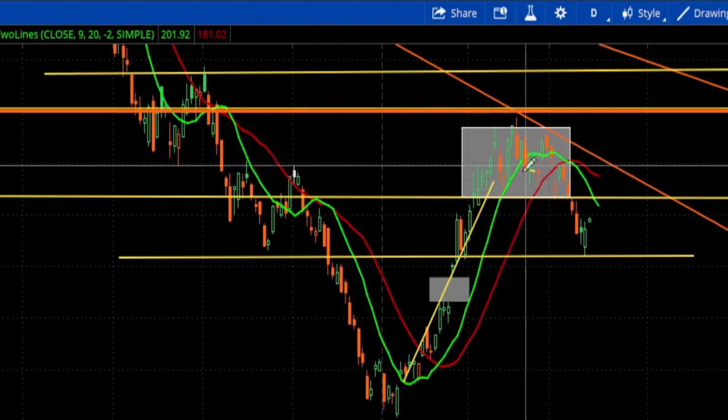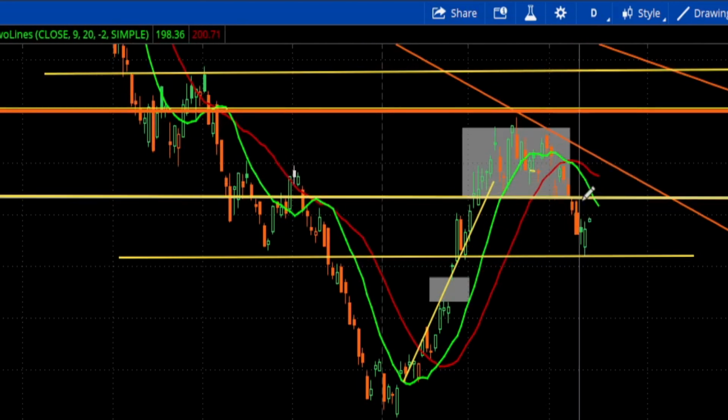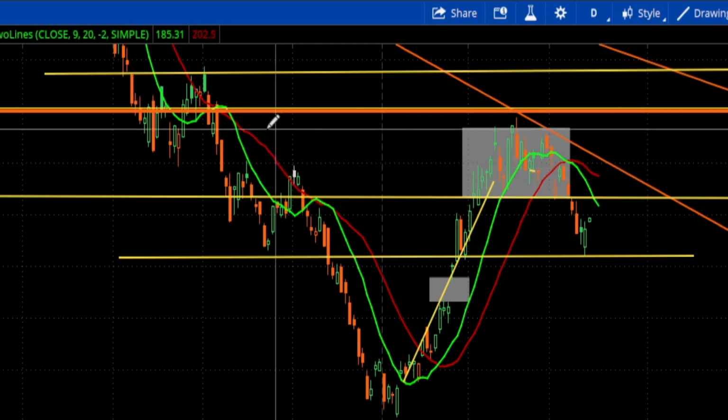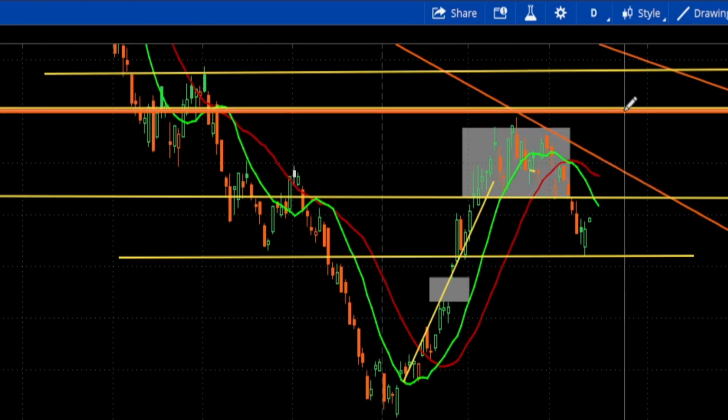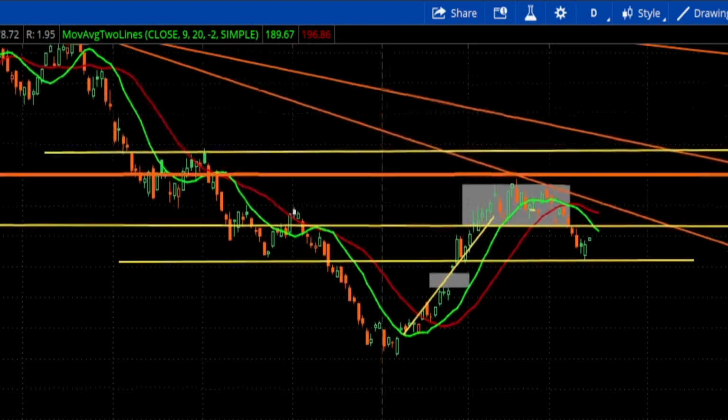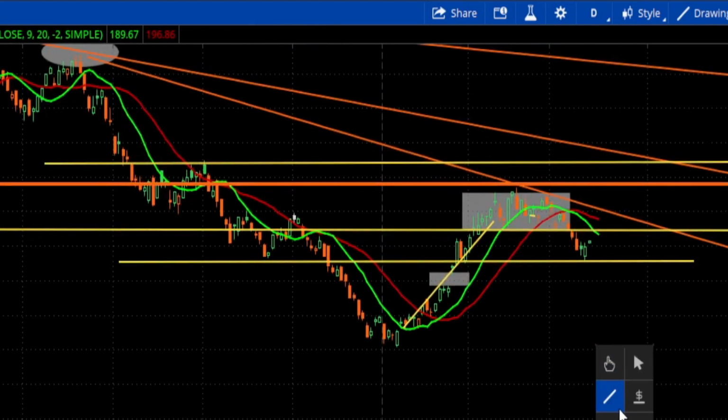We have to get back in this area. Then we need to break this downtrend line. Then we need to break this level of resistance along with the 38.2 Fibonacci. That's what I'm looking for with Tesla right now.